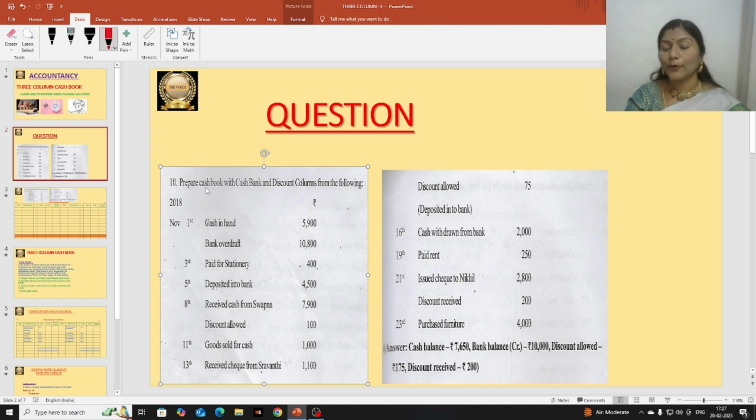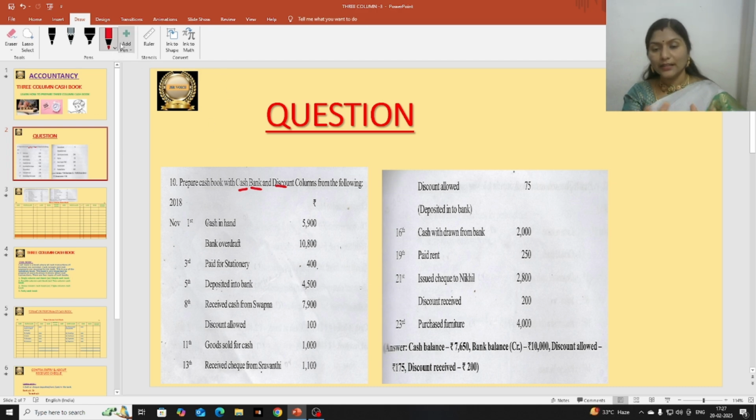Whenever we prepare a 3-column cash book, what columns do we provide? Cash column, bank column, discount column. So here they mention clearly that we have to provide a cash column, bank column and discount column. So this is a 3-column cash book. Hope this is clear for everyone. Okay, so we are going to write the 3-column cash book here, and here we have the question.